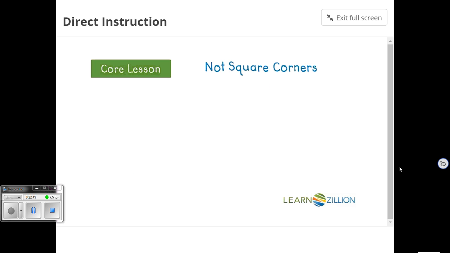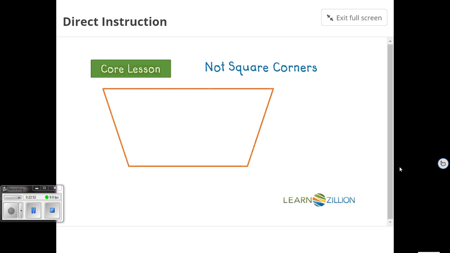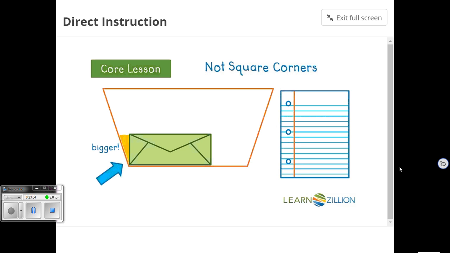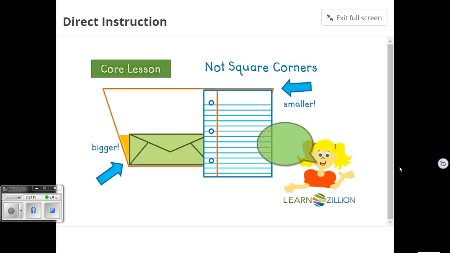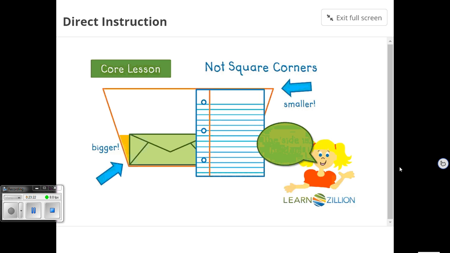How do I know if a shape does not have square corners? Let me check these corners. I'll place an envelope in this left corner. The envelope does not fit perfectly. The space inside of this shape's corner is bigger or greater than the space inside a square corner. I'll place a sheet of paper in this top right corner. It too does not fit perfectly. The space inside of this shape's corner is smaller or less than the space inside a square corner. I know this because the shape's right side is hidden beneath the paper. And even if I slide my paper over to the left, this side is still hidden.